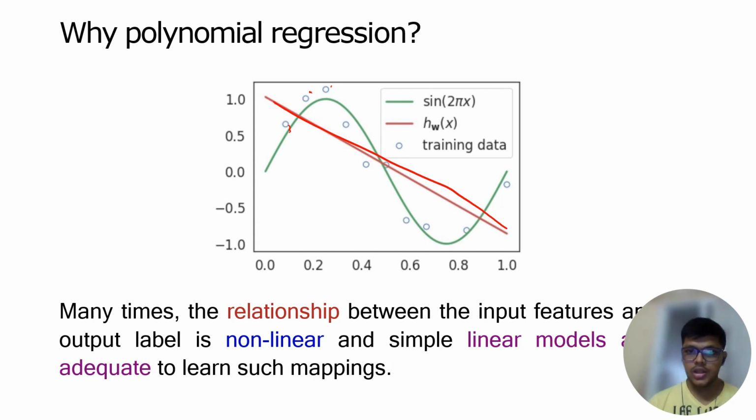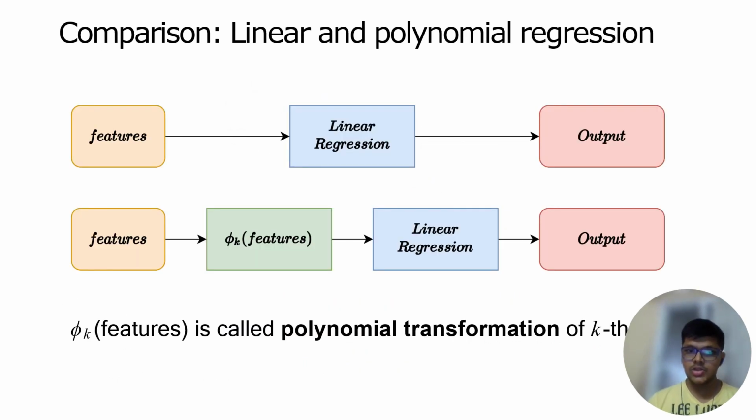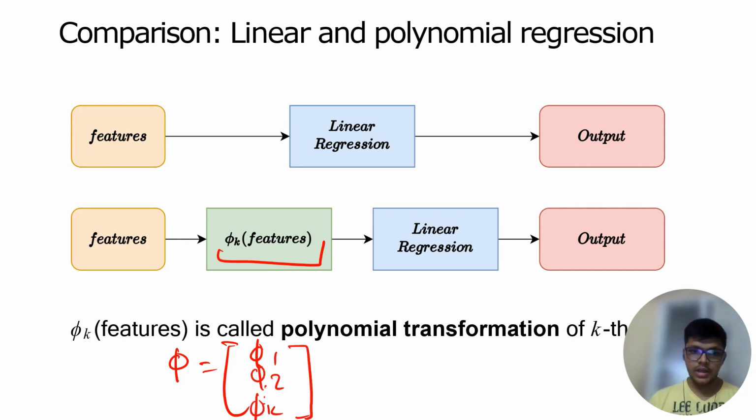So if we move on and we add some non-linearity, here we make use of some features which are known as polynomial transformation. This basically transforms our original matrix into a transformed matrix, which is usually given by phi 1, phi 2, and so on until phi k. We apply this and we get a new function.